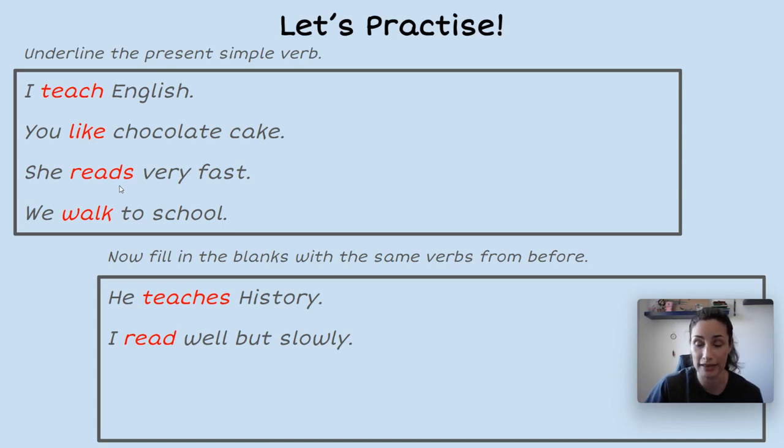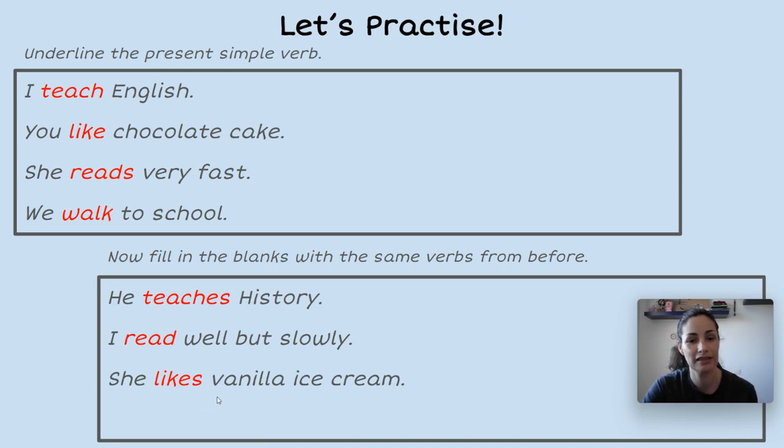Because the grammar you'll get the more you practice. So even if you did put he teach history, is it right? No, but you can't say it's completely wrong because at least you did understand what it is that he had to do. So just fix it. Add that ES. In this case, if you put I reads, no, you read. I read. Take away the S. Now, if you got it right, well, great. I read well but slowly.